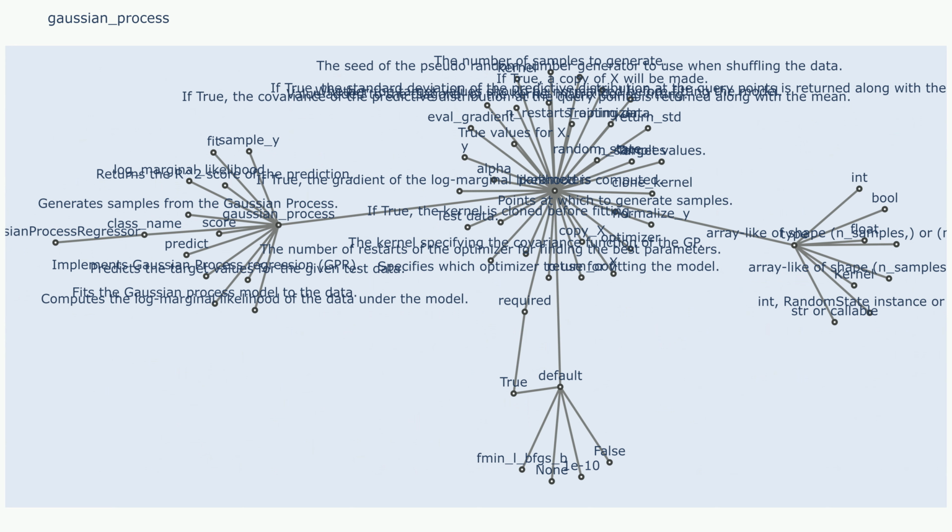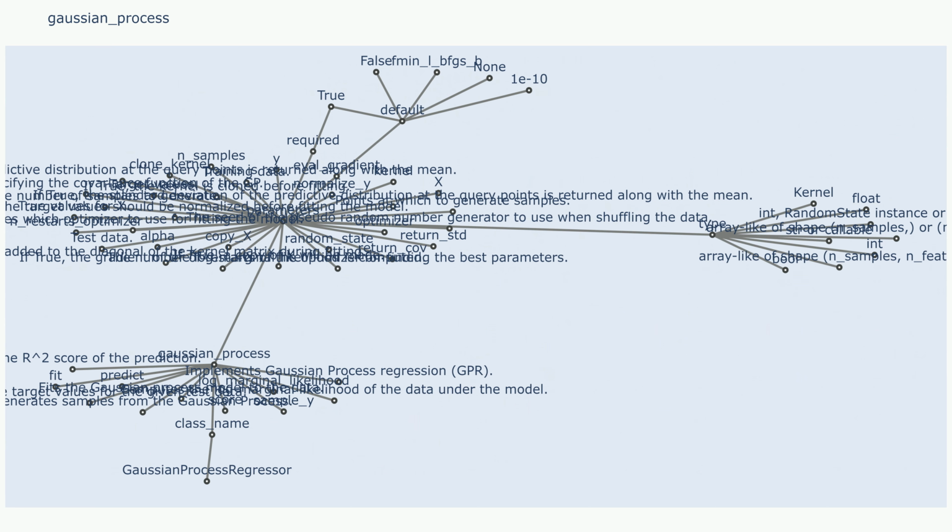Normalization can sometimes improve model performance, especially with datasets containing features with vastly different scales. Type bool. Default false. copy_X controls whether the input data X is copied before fitting. Setting it to true protects the original data but incurs a performance cost. Type bool. Default true. Random state: the seed used for random number generation. Setting it ensures reproducibility of the results. Type int, random state instance, or none. Default none.